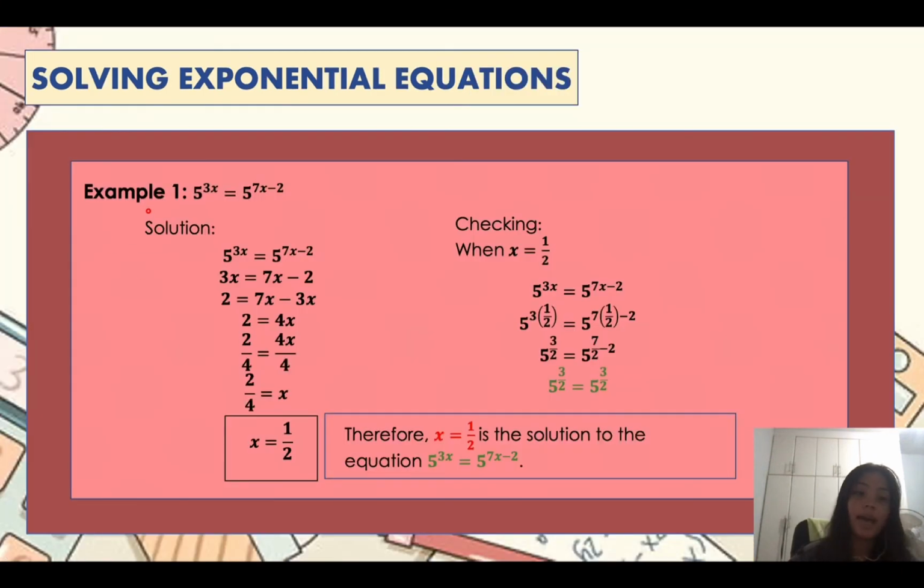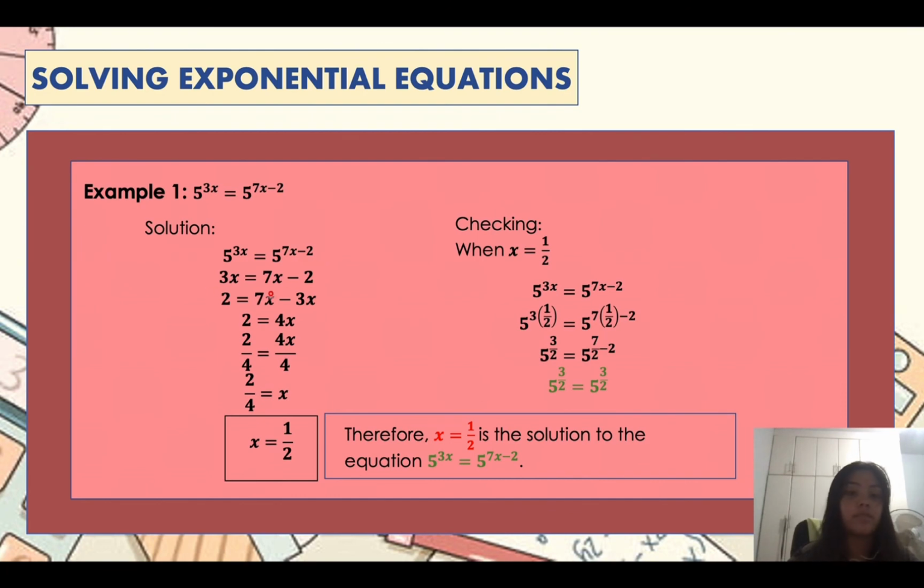Now here we have example number 1: 5 to the power of 3x is equal to 5 to the power of 7x minus 2. To solve this, we first check its base. As you can see, the base is equal, so we got it all covered. We then bring down the exponents, so we bring down 3x and 7x minus 2.